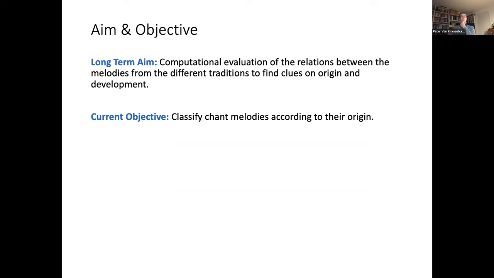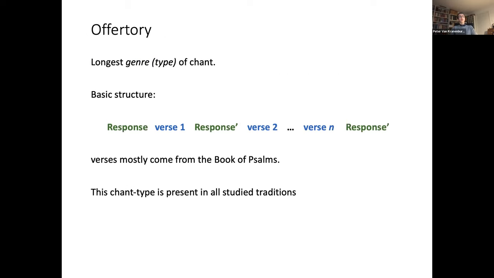So what is the objective in our research projects? Our long-term aim is to make computational models to evaluate the relation between the melodies from these different traditions and to get a better understanding of the origin and the development of these traditions. But in the current work I will present now, we focus on classification. So our aim is to classify a chant melody according to the tradition of origin. And for that, we focus on offertories. The offertory is the longest, the most elaborate type of chant.